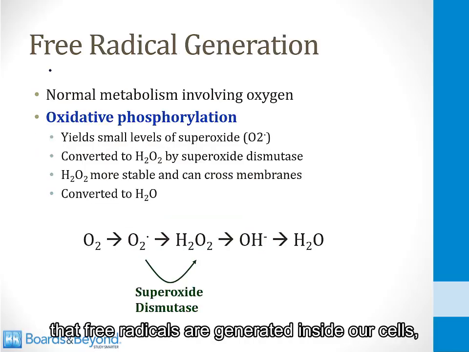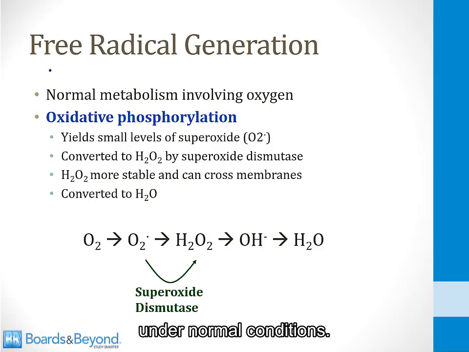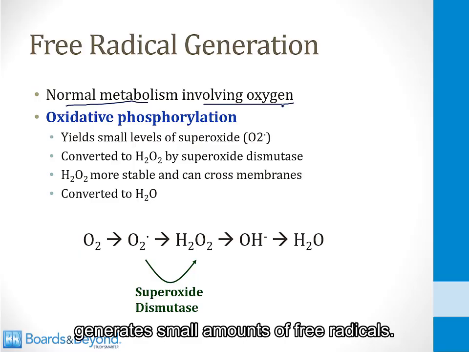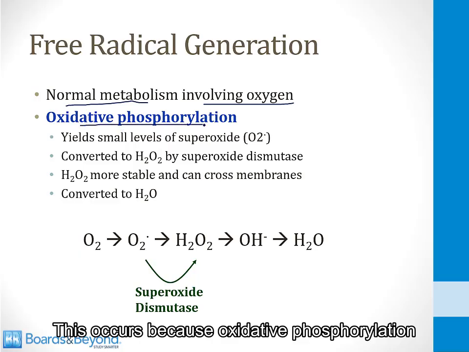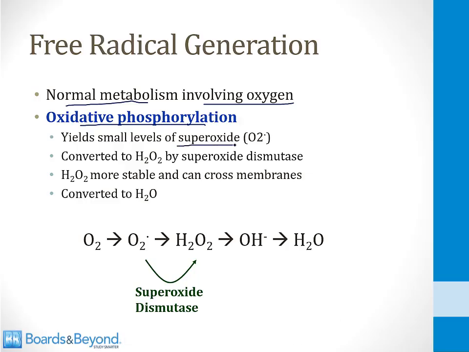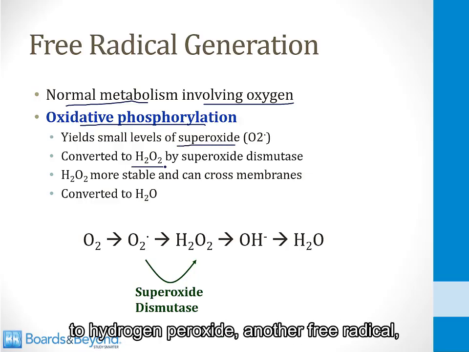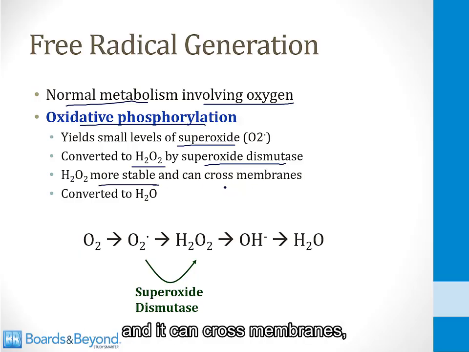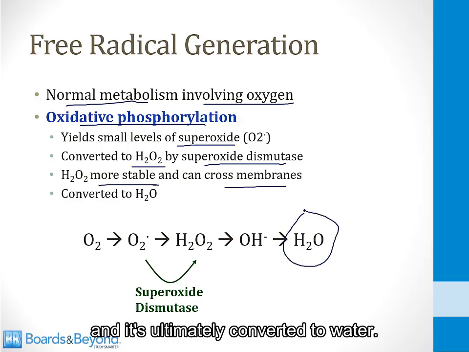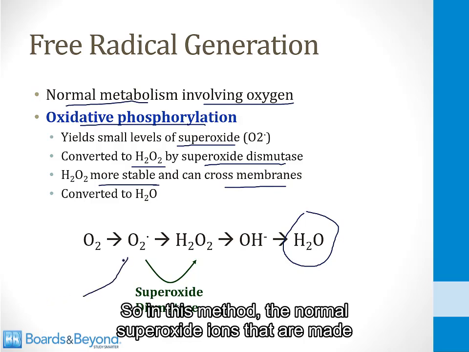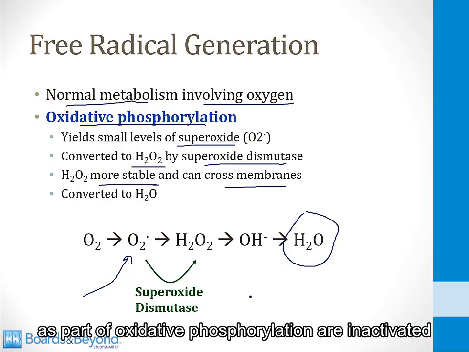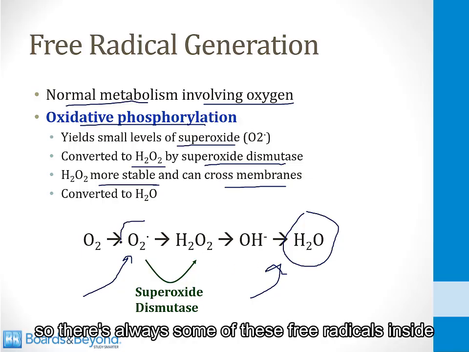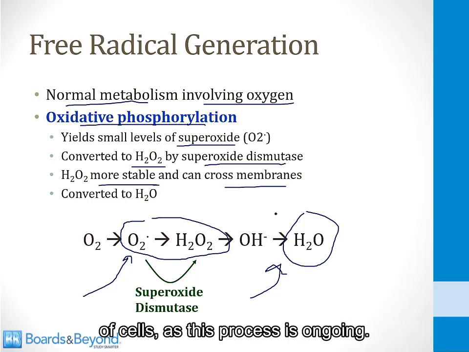Let's talk about some of the ways that free radicals are generated inside our cells under normal conditions. Normal cellular metabolism using oxygen generates small amounts of free radicals. This occurs because oxidative phosphorylation yields small amounts of superoxide. It is quickly converted to hydrogen peroxide, another free radical, by an enzyme called superoxide dismutase. And hydrogen peroxide is more stable, and it can cross membranes, and it's ultimately converted to water. So in this method, the normal superoxide ions that are made as part of oxidative phosphorylation are inactivated and converted into water. And this happens as part of normal oxidative phosphorylation. So there's always some of these free radicals inside of cells as this process is ongoing.